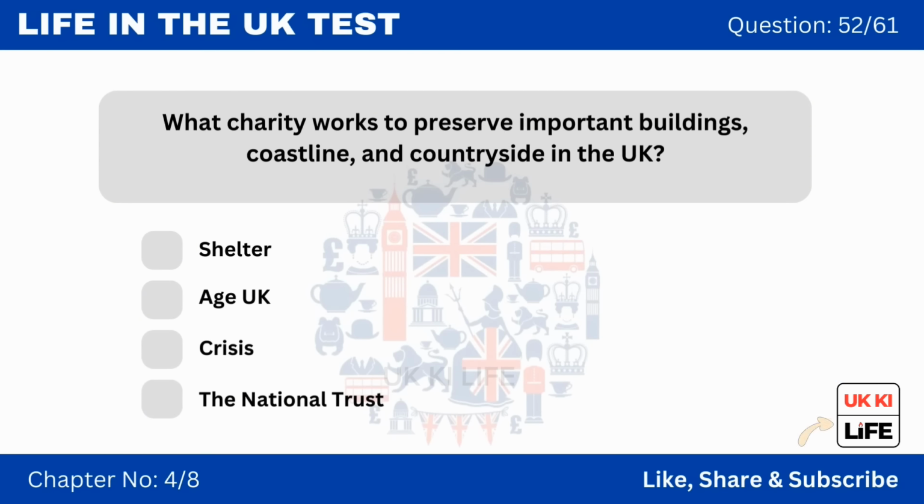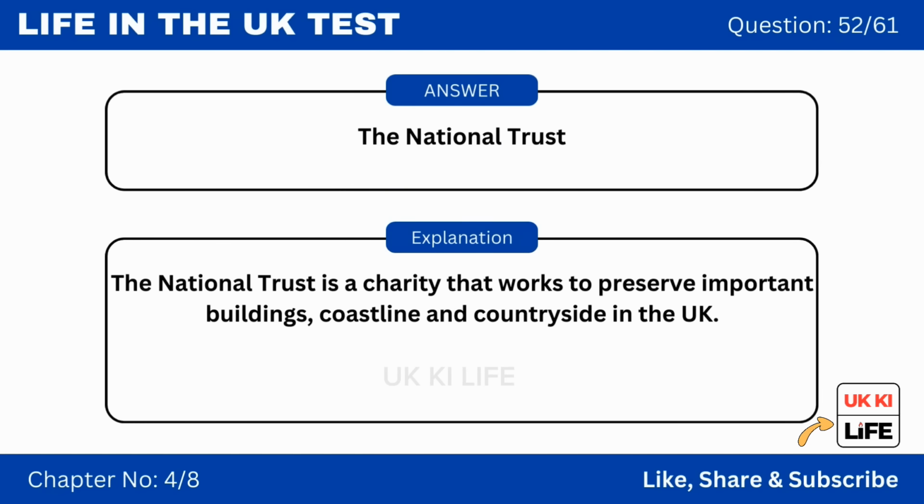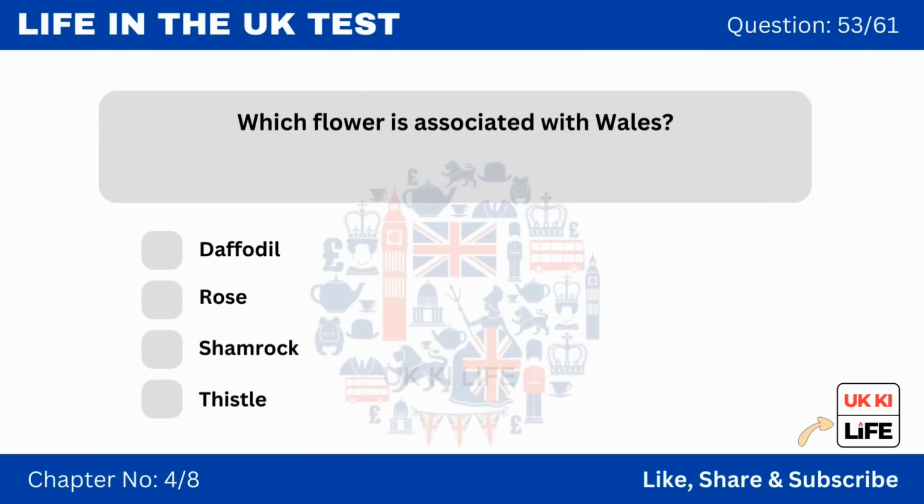The correct option is D. Explanation. The National Trust is a charity that works to preserve important buildings, coastline, and countryside in the UK. Question 53. Which flower is associated with Wales? Daffodil, rose, shamrock, thistle.